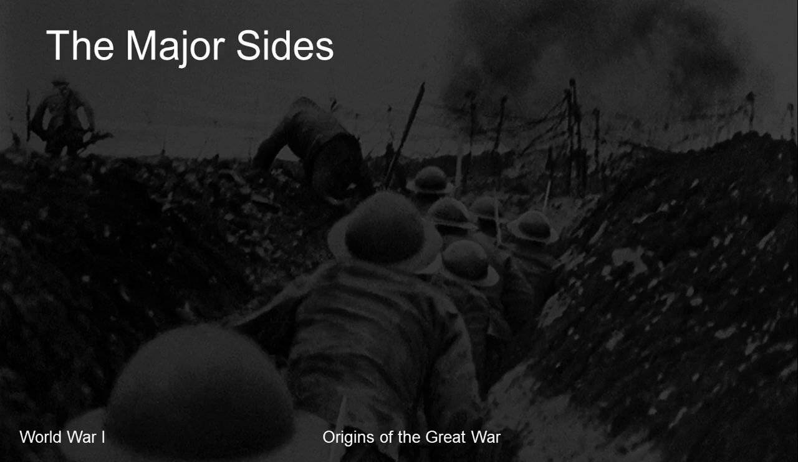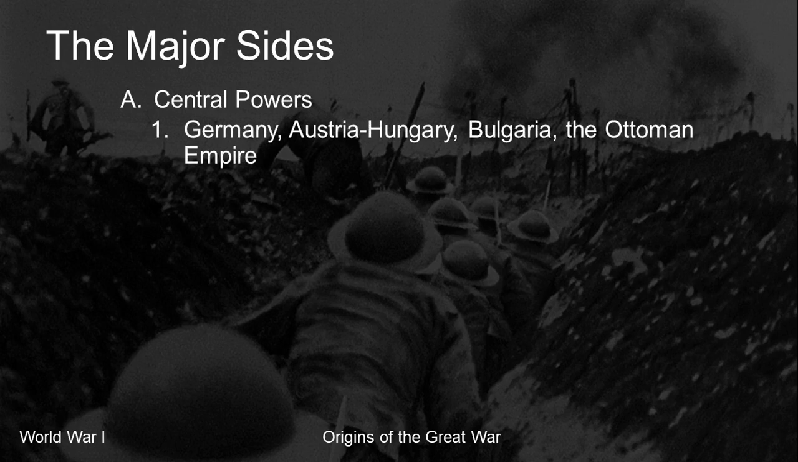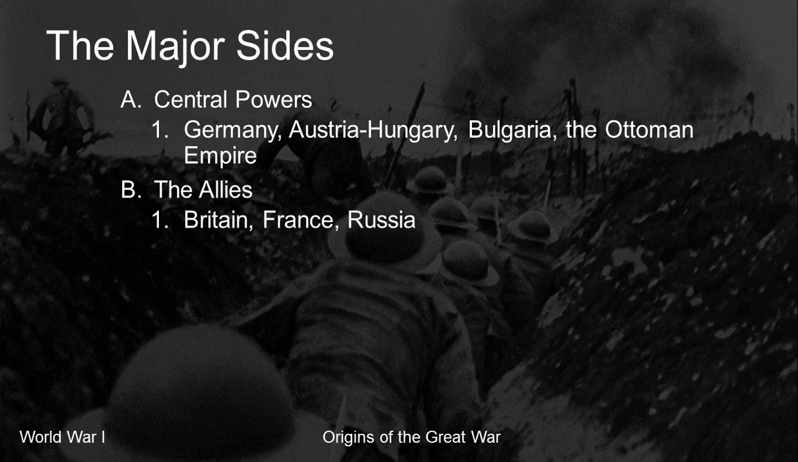Now, the major sides in the war. The major sides are really simple. There's basically two sides. You had the Central Powers: Germany, Austria-Hungary, Bulgaria, and the Ottoman Empire. And just so you know, all four of these would call themselves empires. They each had an emperor who was in charge. Opposing them are the Allies, and the major allies at the beginning of the war are Britain, France, and Russia. These are the major powers. We will leave out the other powers just for the sake of time.